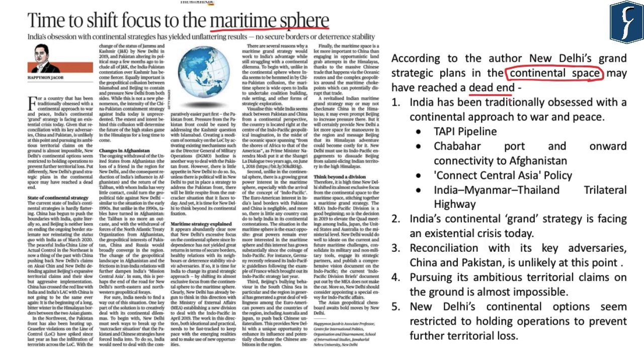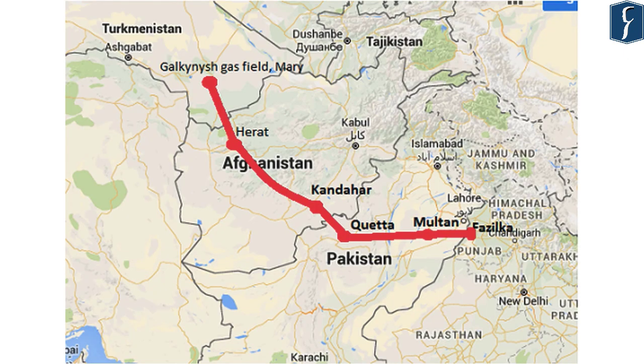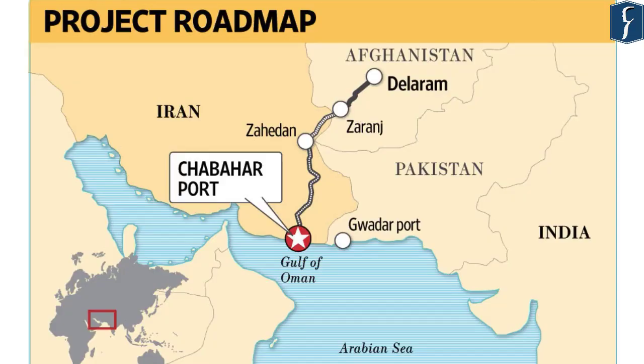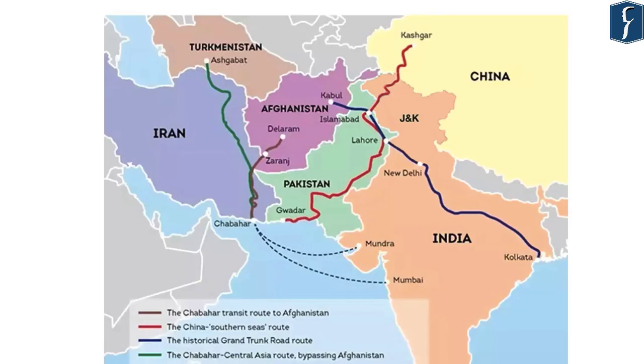The author of the article strongly holds the opinion that India has been traditionally obsessed with the continental approach to war and peace. For example, long back there was an initiative of the TAPI pipeline, the pipeline that was to come from Turkmenistan via Afghanistan, Pakistan to India. Then India identified Iran as the gateway to Central Asia and Afghanistan. India has spent heavily in the Chabahar port project and in the onward rail connectivity to Afghanistan. Iran is also seen as a doorway to Central Asia, and India's Connect Central Asia policy is hinged on Iran.